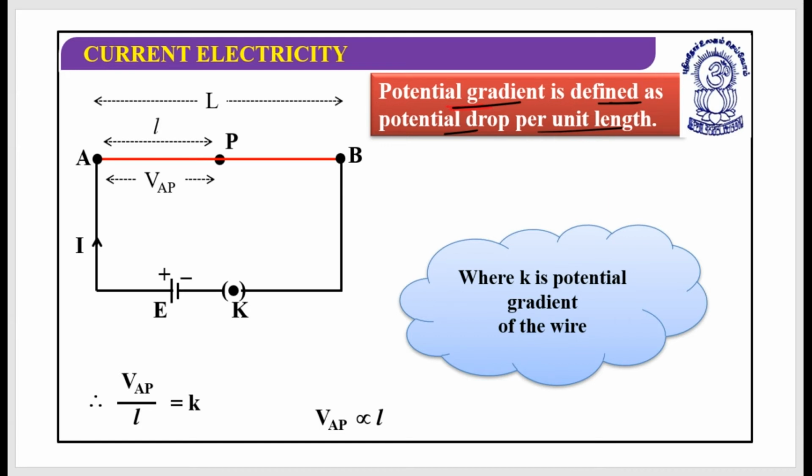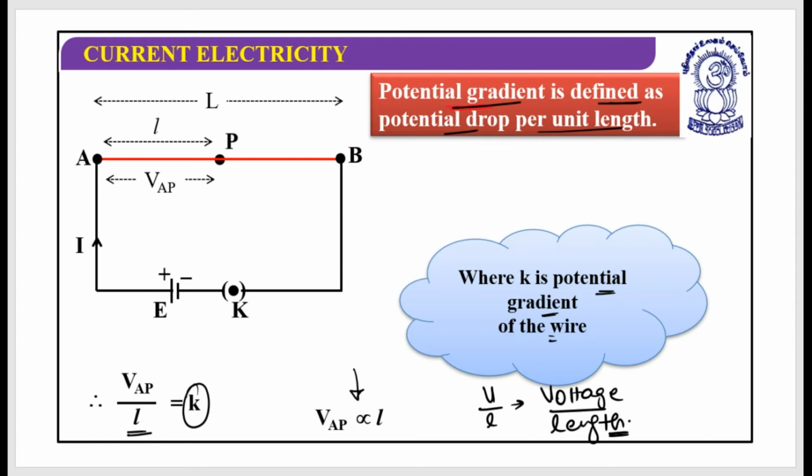We can say this is V_AP by L, and that can be represented by a certain constant K, because I know V_AP is directly proportional to L. This K is the potential gradient of the wire, that can be written as V by L. It's a unit voltage per length. This is voltage per length that we call a voltage gradient.